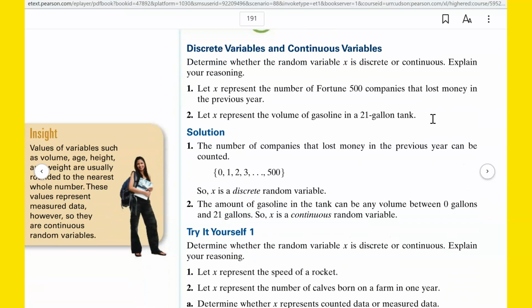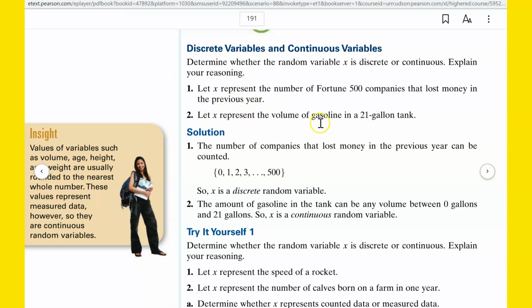I'll do some of their examples, and I may give some of my own examples. Determine whether the random variable is discrete or continuous. Explain your reasoning. Let X represent the number of Fortune 500 companies that lost money in the previous year. That can be 0, 1, 2, 3, all the way to 500. It can't be just anything from 0 to 500, right? It would never be like 20.316 companies lost money. It would either be 20 or 21. So that's discrete.